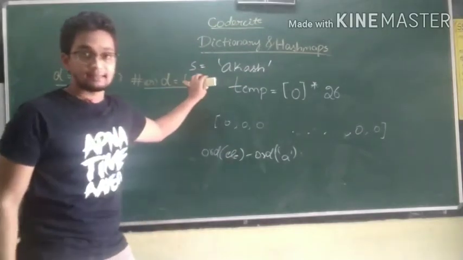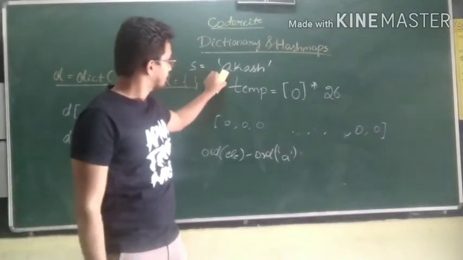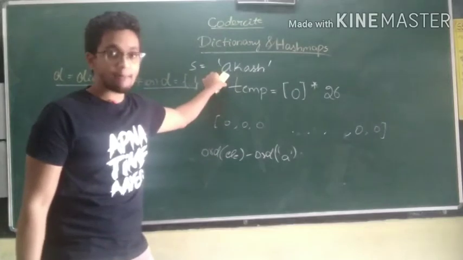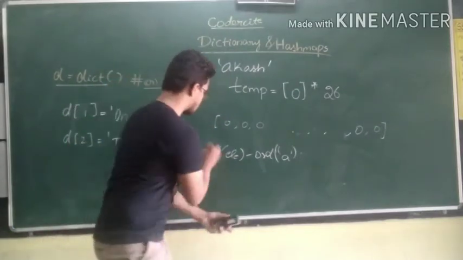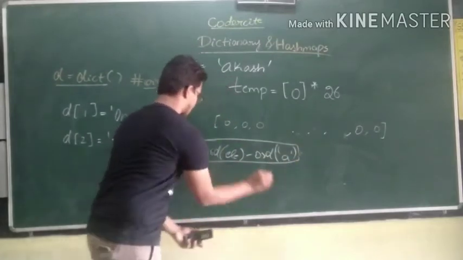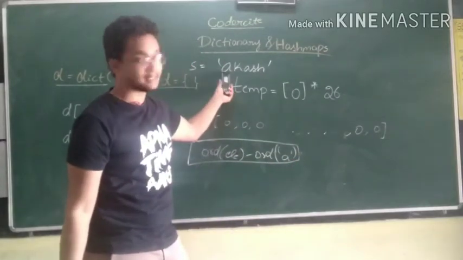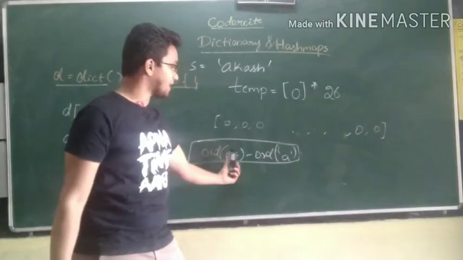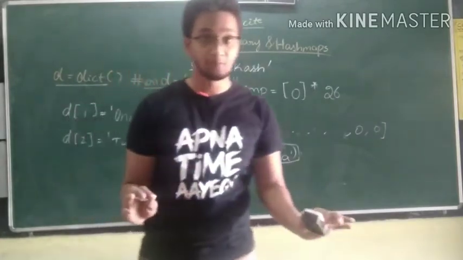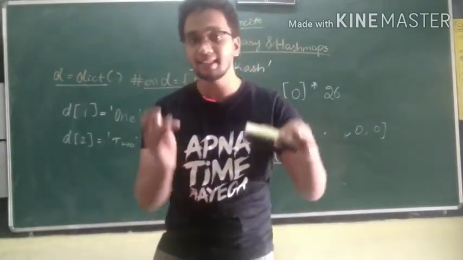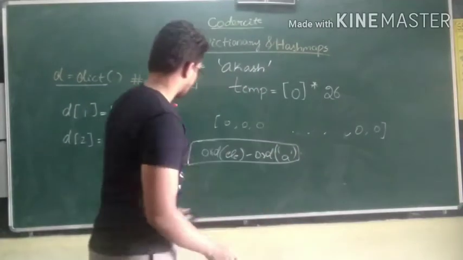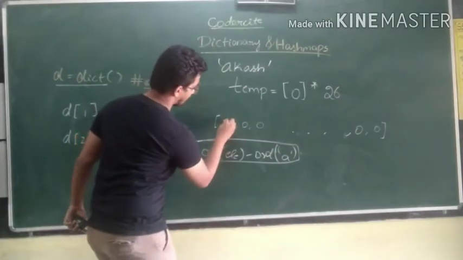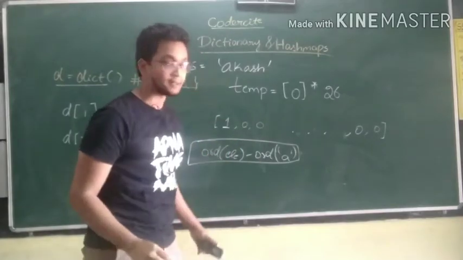The string is Akash, and here I want to store A in a hash map. How can I store A in the hash map? I'll take this operation. Here the element for the first time is A. ORD of A minus ORD of A is 0. So I'll increment the 0th position in the array by 1. This got updated to 1, right?